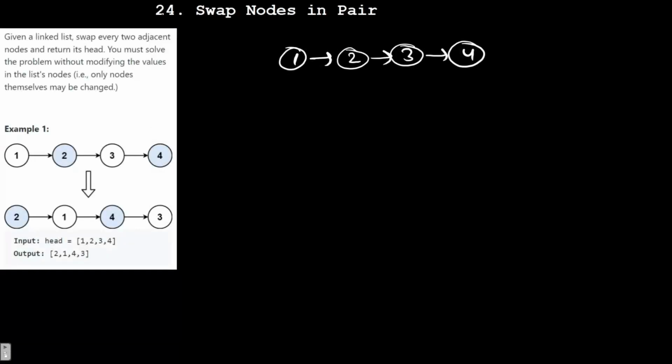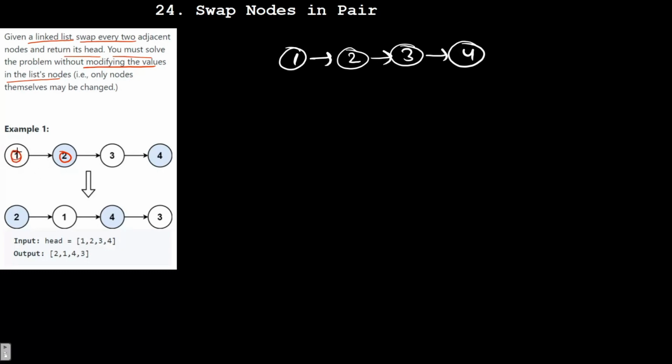Hello and welcome. In this video, we are going to solve problem number 24 of Leetcode, that is Swap Nodes in Pairs. So we are given a linked list and we have to swap every two adjacent nodes and return its head. You must solve this problem without modifying the values in the list nodes. So we can't just swap the values of these adjacent nodes.